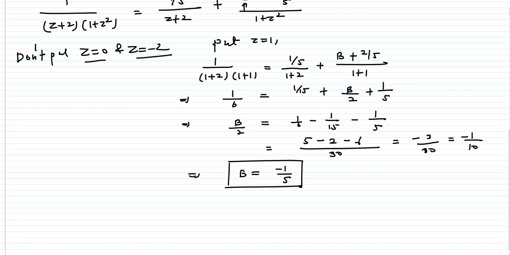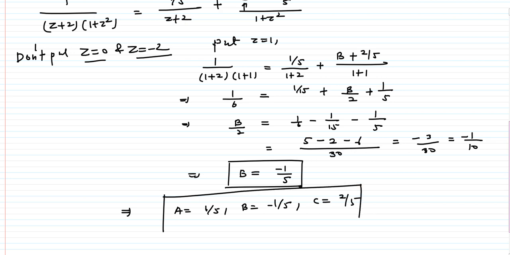So therefore here we get the value of a, that is 1 by 5, value of b, that is negative 1 by 5, and value of c, that is 2 by 5. Put the value of a, b, c in the above expression, then we will get the function f of z.